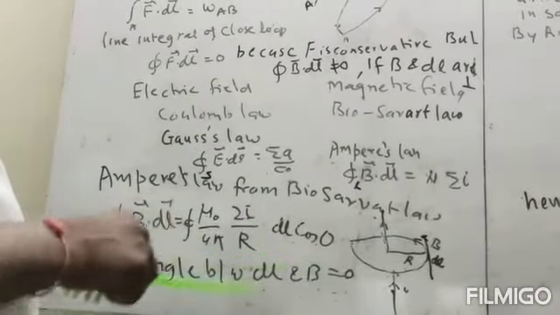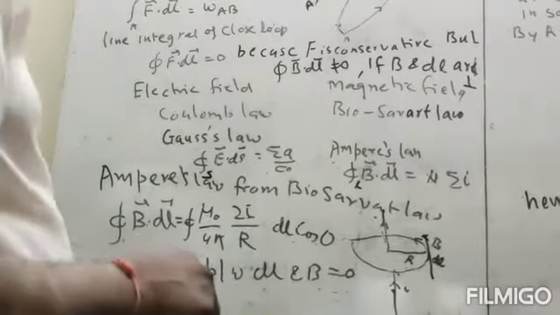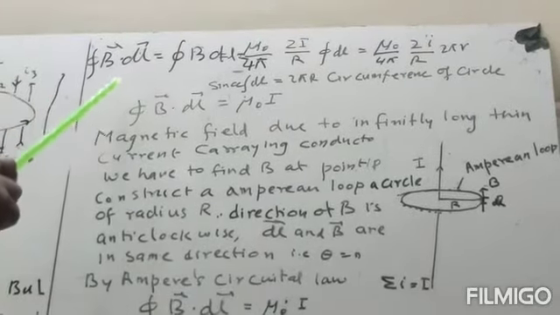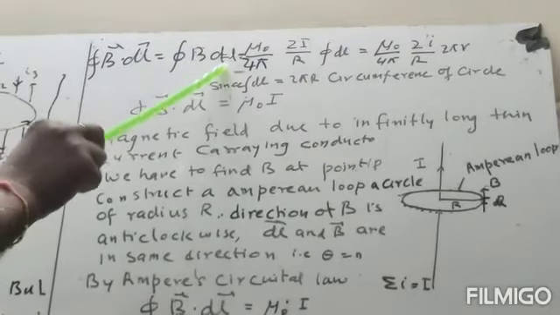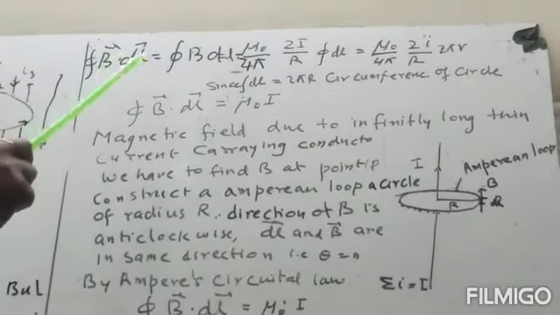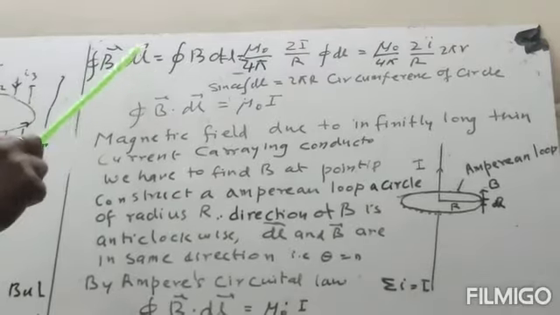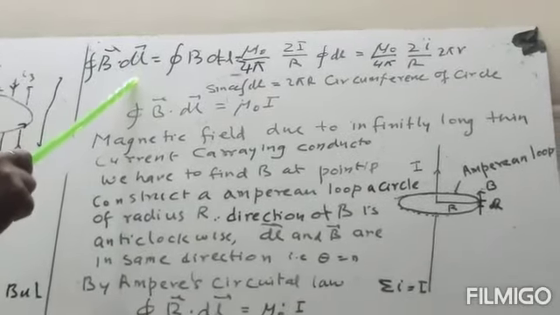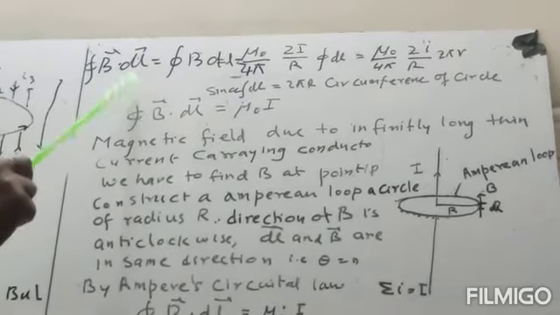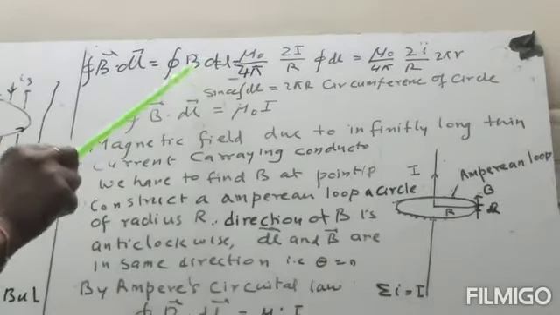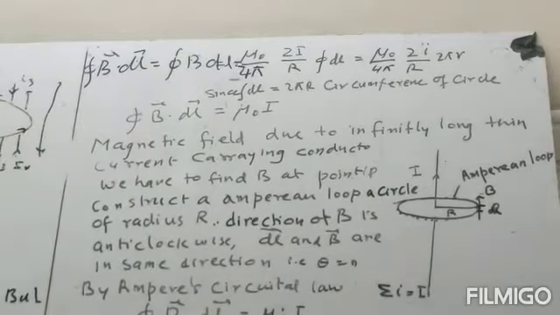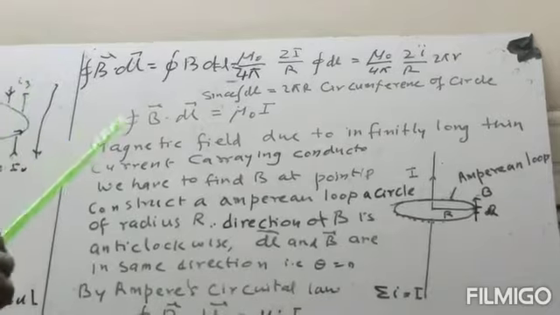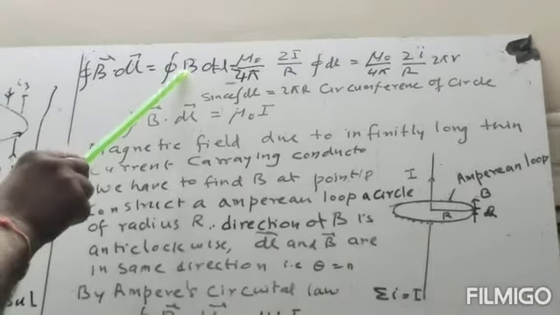Which shows that the line integral of B dot dl will be equal to the line integral of B dl, because in the scalar product it is B dl cos theta, and as I have discussed earlier, theta is equal to 0, cos 0 is equal to 1, so it will be equal to B dl. Now B is constant for the entire circular closed path.